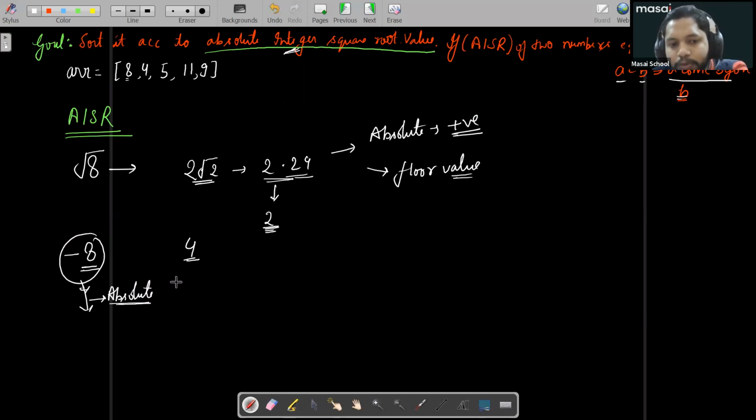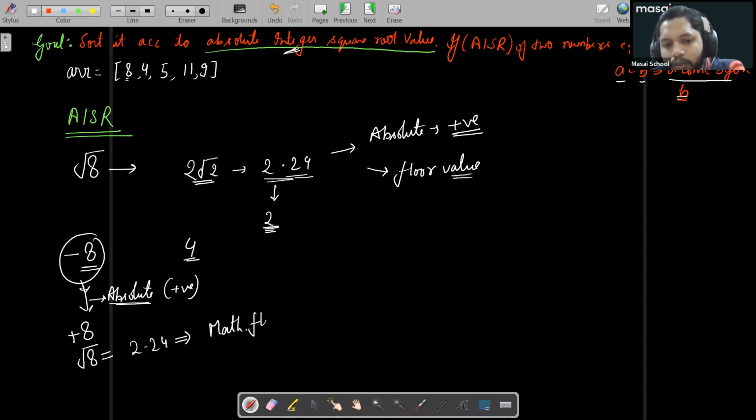How will you make it positive? Simply, you take 8, positive 8, and now you will take the root value, that is root 8, which comes to 2.24 something, and then you will take Math.floor, which is equal to 2. Got it? Which is equal to 2.